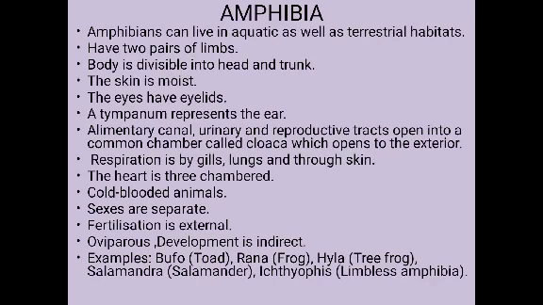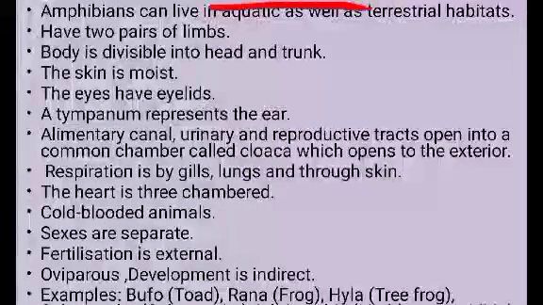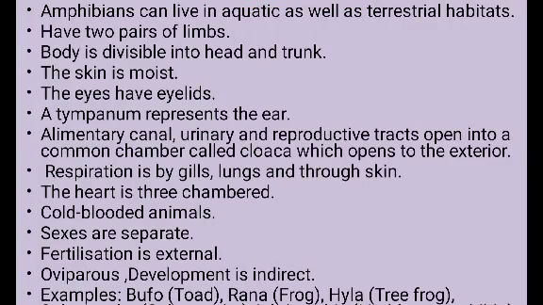Okay, now next is the class Amphibia. So amphi means dual or both. Bia means life. Bio means life, isn't it? It can live both on land as well as in water. That's why they are named amphibians. They can live in an aquatic medium as well as in the terrestrial medium. They are capable of surviving. That's why they are named amphibians.